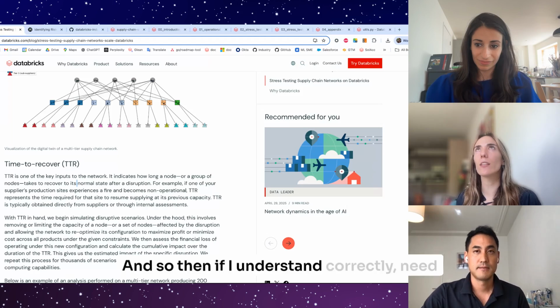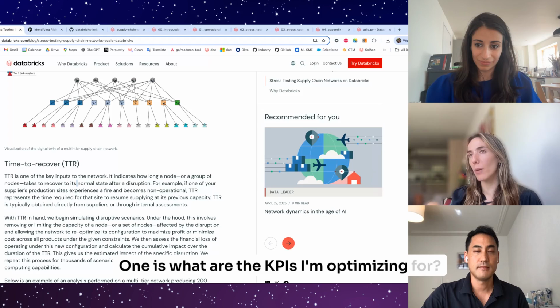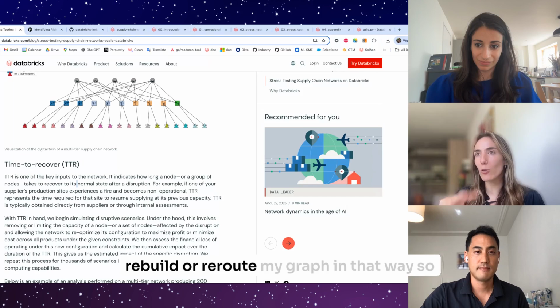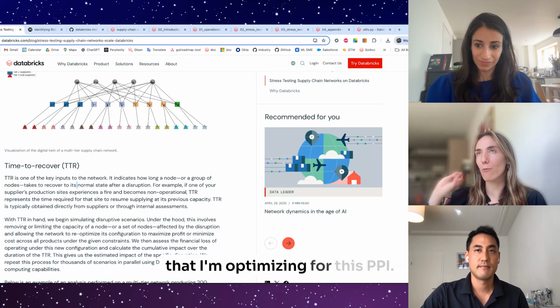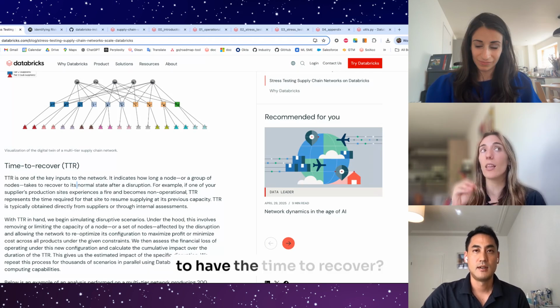And so then, if I understand correctly, you need two things. One is, what are the KPIs I'm optimizing for? So that if some of the nodes fail, I need to rebuild or reroute my graph in that way so that I'm optimizing for this KPI. And two, for each of the nodes I need to have the time to recover?